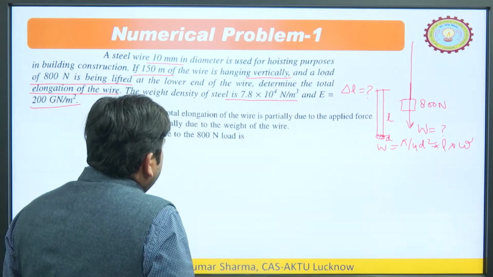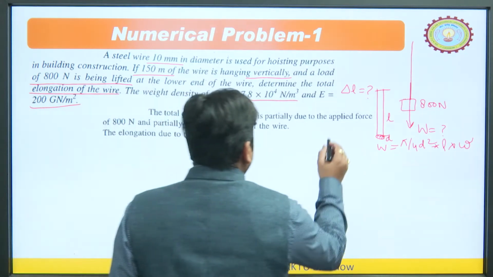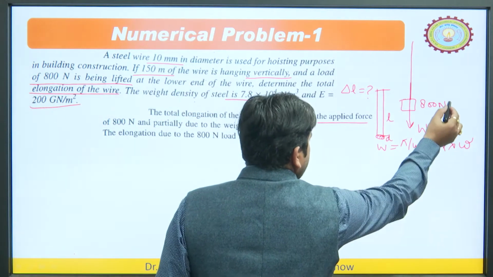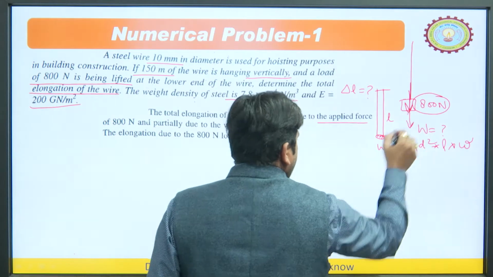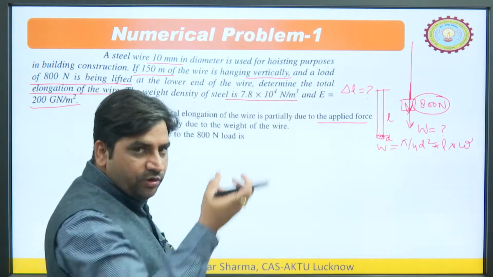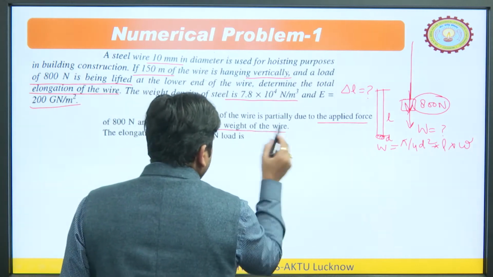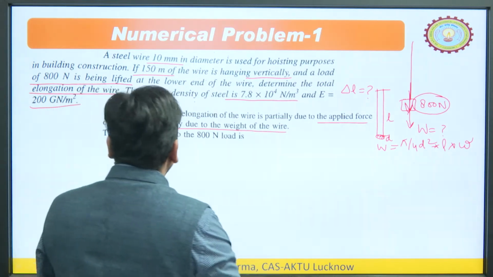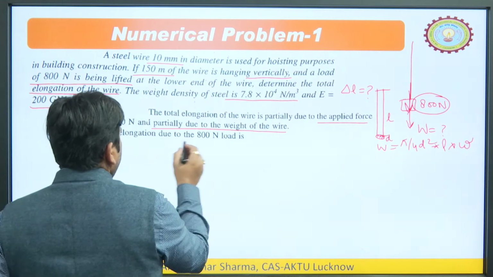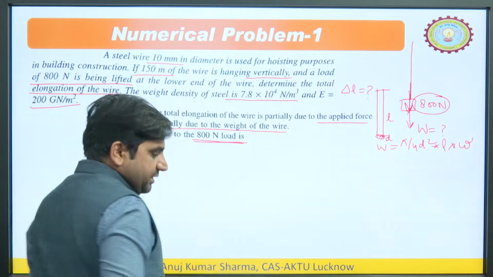The total elongation of the wire is partially due to the applied force. One case is this 800 Newton being applied here. That will try to elongate the wire, and partially due to the weight of the wire. So, it is a case of two cases. First, elongation due to 800 Newton. Let us consider this case first.